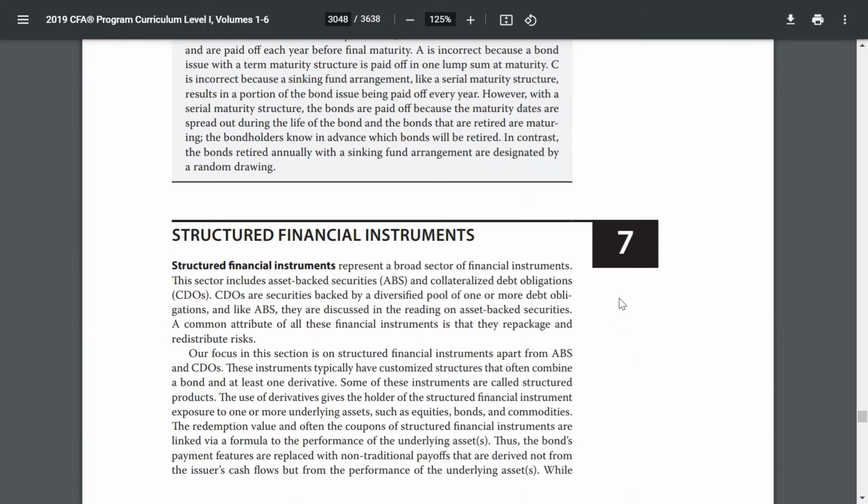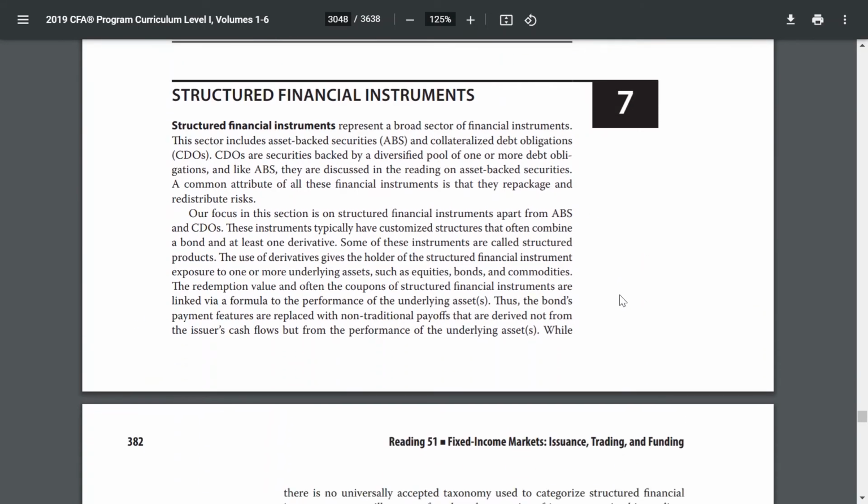Structured financial instruments. Structured financial instruments represent a broad sector of financial instruments. The sector includes asset-backed securities, ABS, and collateralized debt obligations, or CDOs. CDOs are securities backed by a diversified pool of one or more debt obligations. Like ABS, they are discussed in the reading on asset-backed securities. A common attribute of all these financial instruments is that they repackage and redistribute risk. Our focus in this section is on structured financial instruments apart from ABS and CDOs.